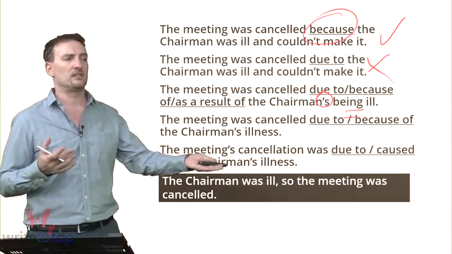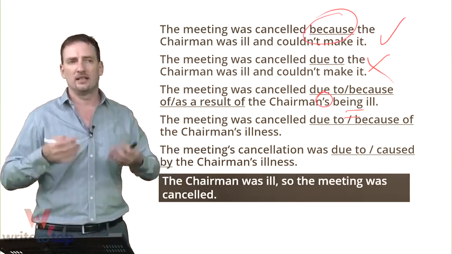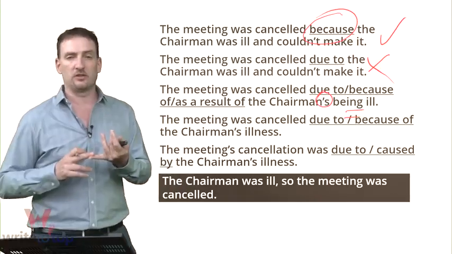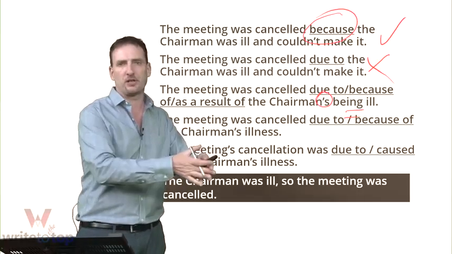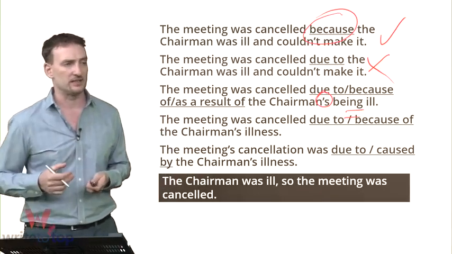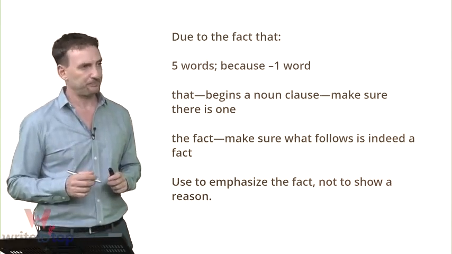The chairman was ill, so the meeting was canceled. Flip it around. Find another way to say the same idea. There are always alternatives. You can use the preposition for to show a purpose of something, or to show a reason for something, the prepositions. Always other options. Make sure you use all of them.